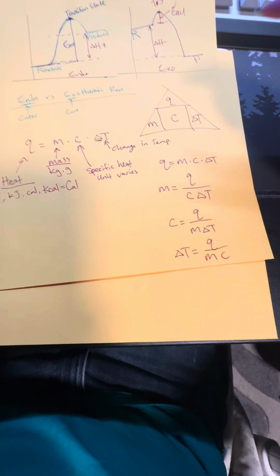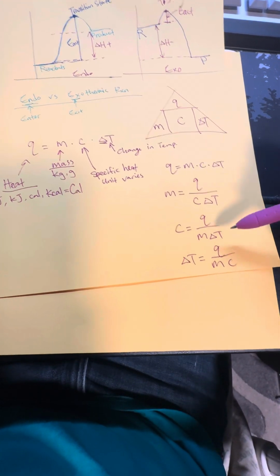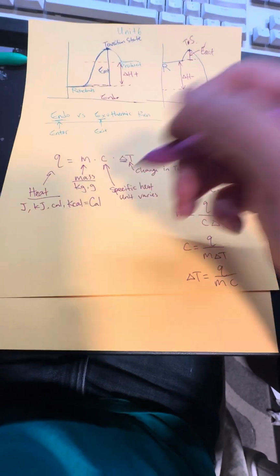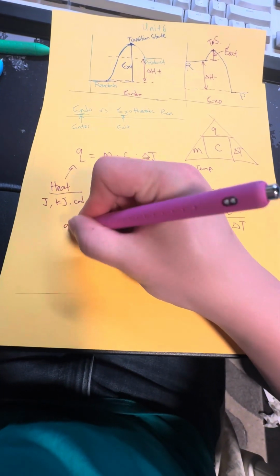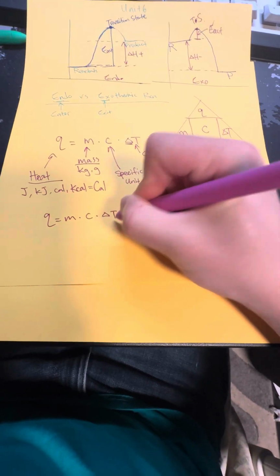The reason why we do this triangle is to make it a lot faster to figure out what we have to do. Otherwise, you will just have to do the math way. So for example, this is our original formula. Q is equal to M times C times delta T.